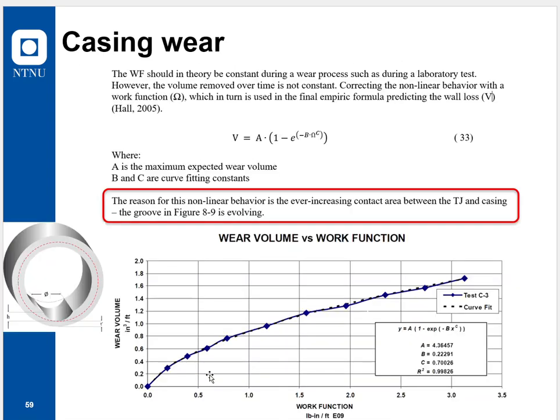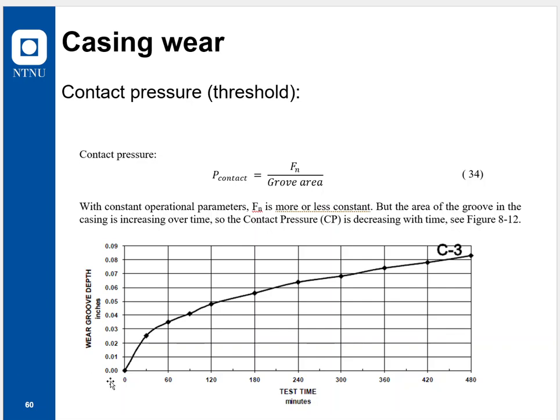These are the calculations done in order to predict the wall loss. It's an empirical formula based upon more than 500 tests in the lab, and it's quite accurate. The wear volume is a part of the work function, trying to make one expression for how the wall loss is, making it into a software-based model.